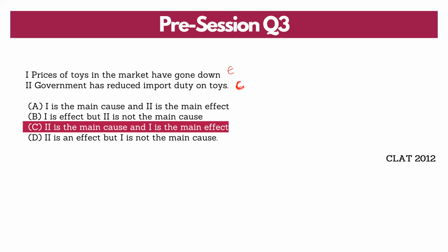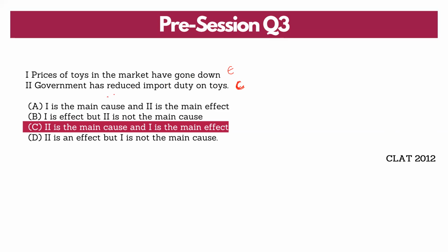Price of toys in the market have gone down. Why will they go down? There could be some cost to it. So government has reduced import duty on toys. When the government reduces import duty, less taxes have to be paid, and that's why price can go down. Let me apply covariability.